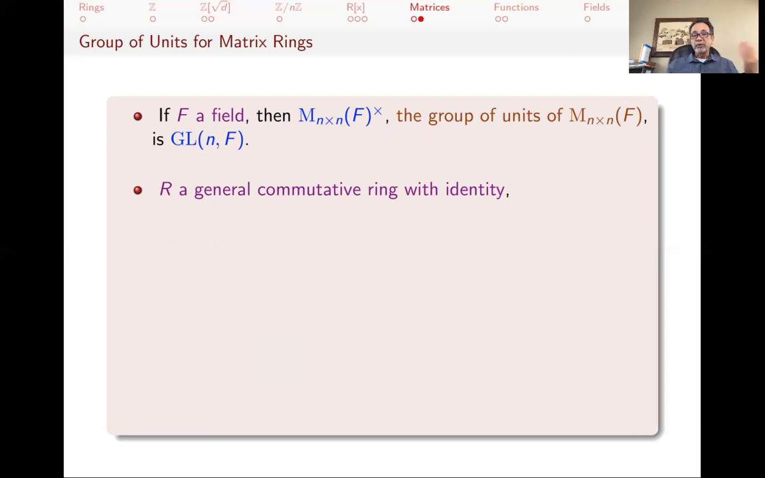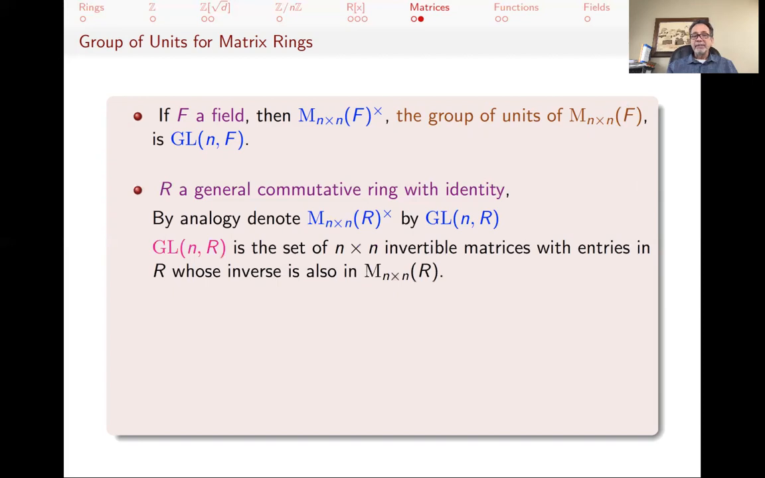However, if you have a general ring with identity, then the same situation works, but it's slightly more complicated. We again write GL_n(R), the general linear group over R, as the set of units, the set of invertible matrices. But what does that mean? It means that GL_n(R) is n by n invertible matrices with entries in R whose inverse is also an n by n matrix over R. You might say, well, that's redundant, because if you say something is invertible, you mean it has an inverse in that set. Yes, except for example, let's just look at one example.